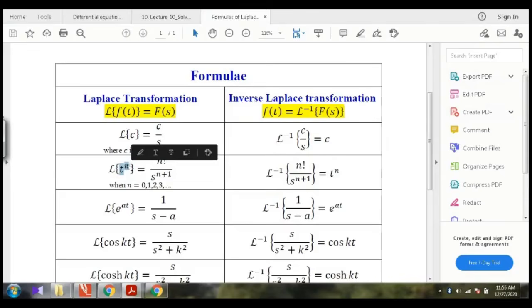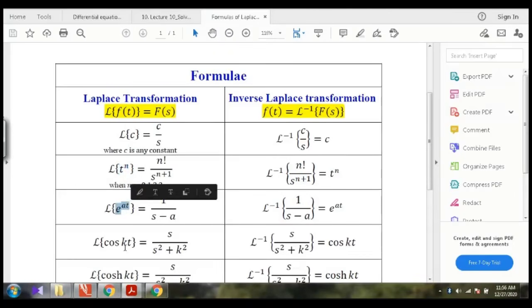Laplace transformation says that the Laplace transformation of t power n is n factorial by s power n plus 1. Suppose we have n factorial by s power n plus 1 in our given question. What will be the inverse Laplace transformation, or what will be the main function? The main function is t power n.